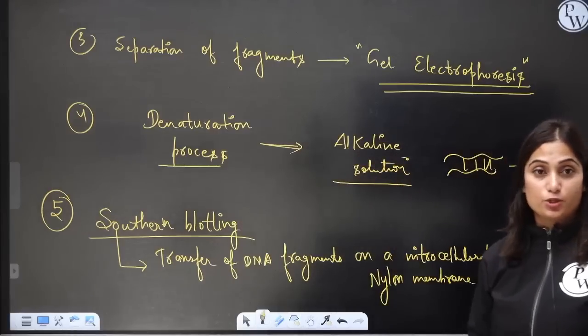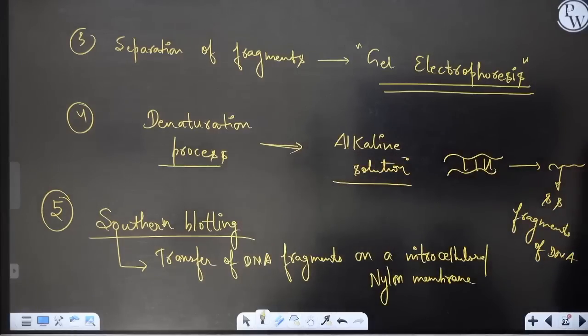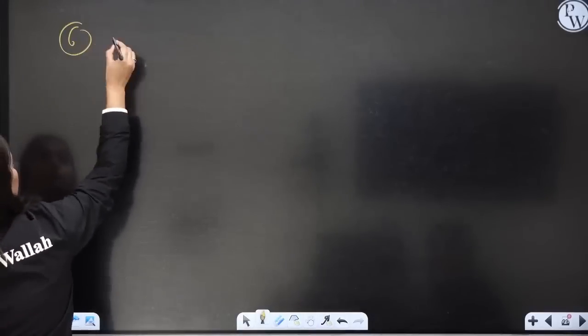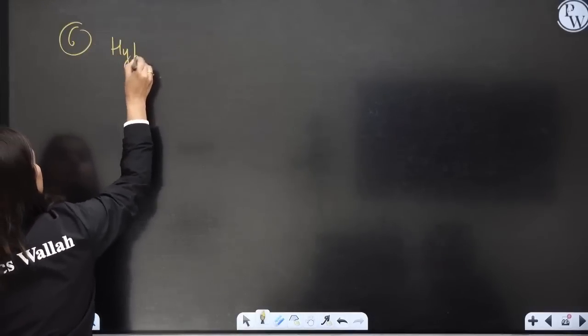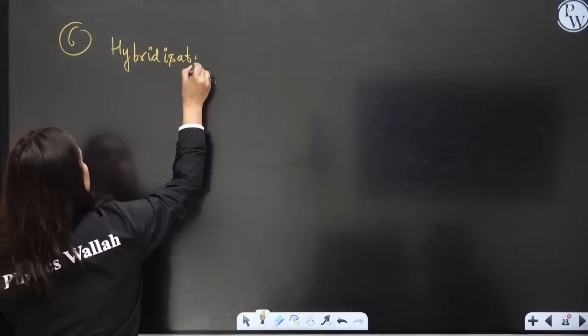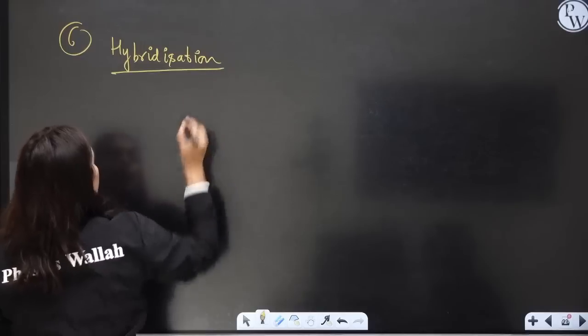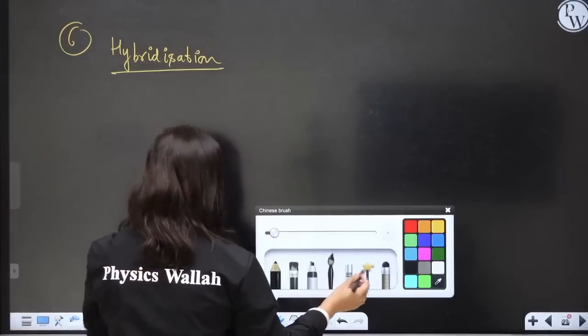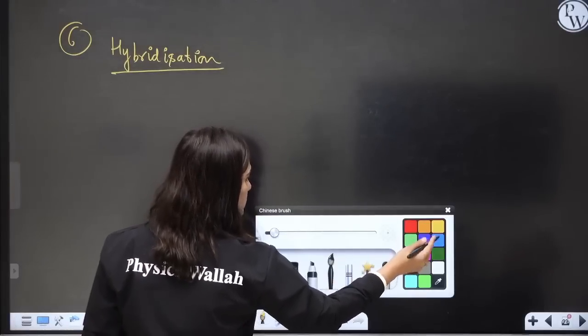So after separation of DNA fragments, there is denaturation process. We have converted all the double-stranded fragments into single-stranded fragments, and then southern blotting. After southern blotting, what we will do, this step is important. Hybridization. And to understand hybridization, first understand what is a DNA probe.